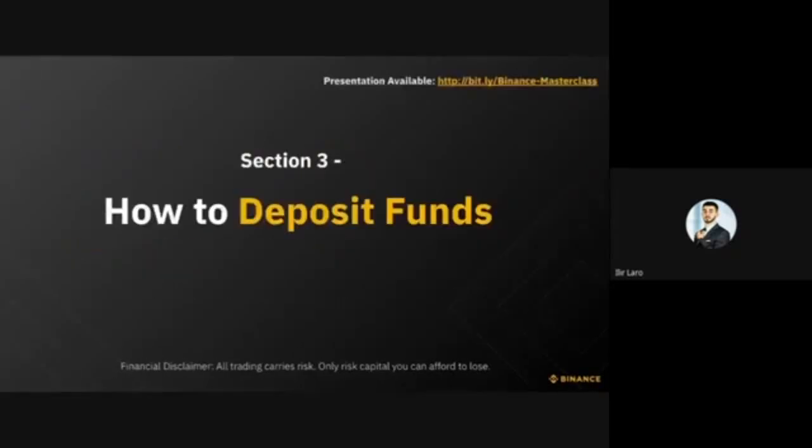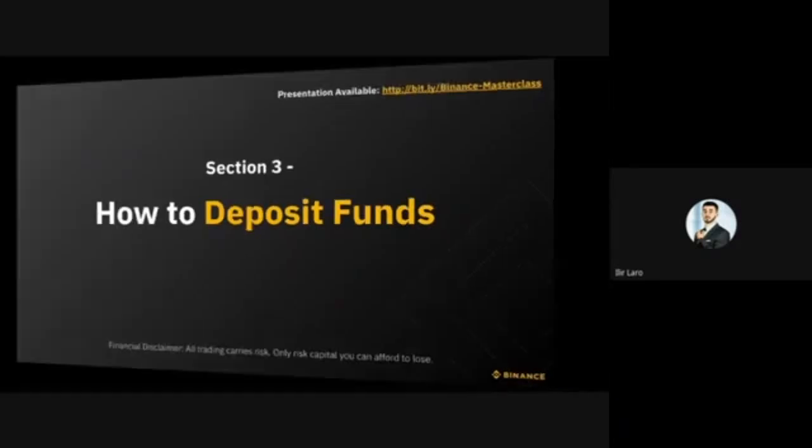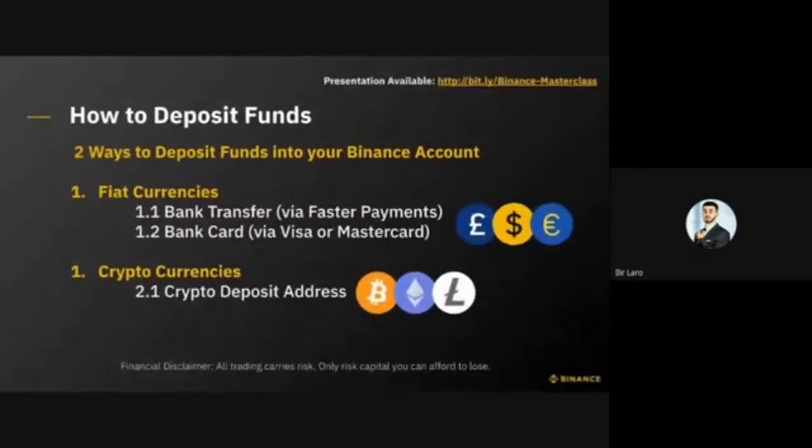Once you've registered an account and verified your account, the next stage is to deposit funds. So there's two ways of depositing funds in your Binance account. There's fiat currencies and there's cryptocurrencies. Like I mentioned before, fiat currencies are traditional currencies that are government backed. We use these on a day-to-day basis. This is the pound, the US dollar, the euro. Essentially, there's two ways to deposit fiat currencies. There's bank transfers, and this is via faster payments. And then there's the bank card, and this is via Visa or MasterCard.